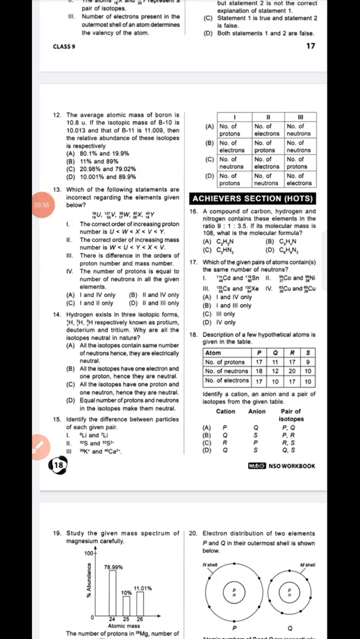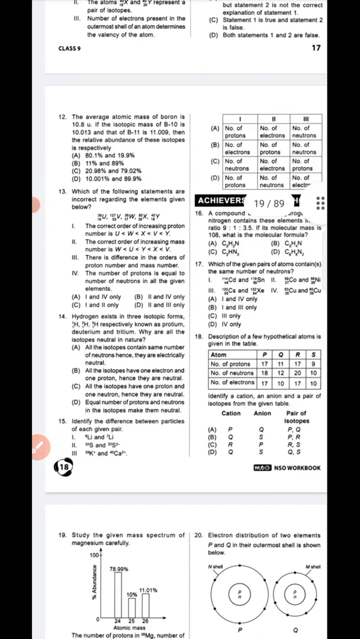So next, identify the difference between particles of each given pair: 8Li, 7Li, 32S, 32S2-, 39K+ and 40Ca2+. So what will be the answer? Number of protons, number of electrons, number of neutrons. Option B, number of electrons, number of protons, number of neutrons.